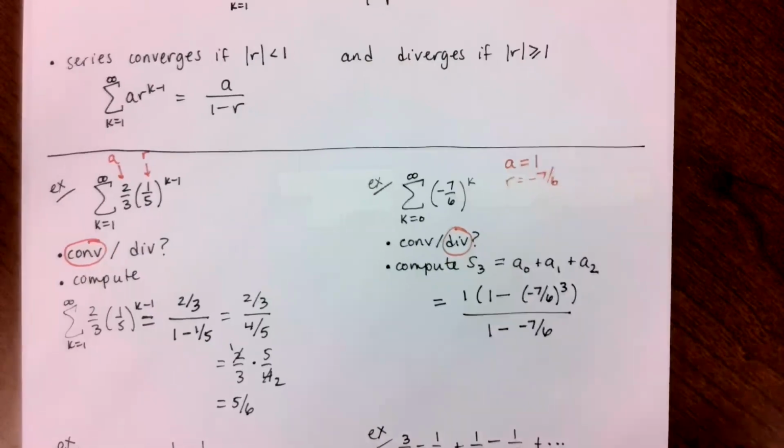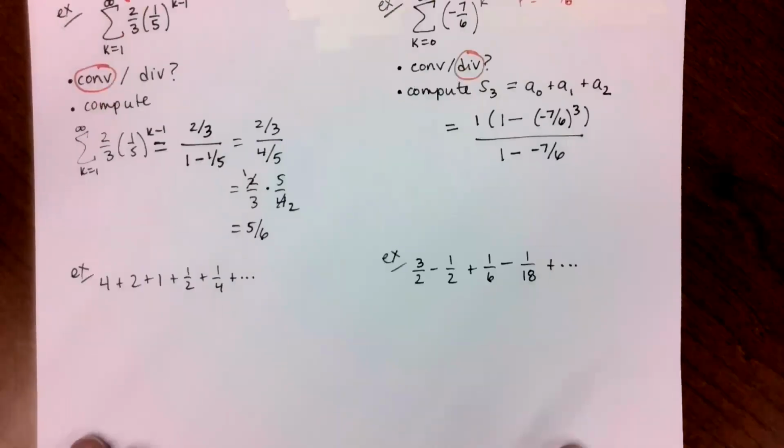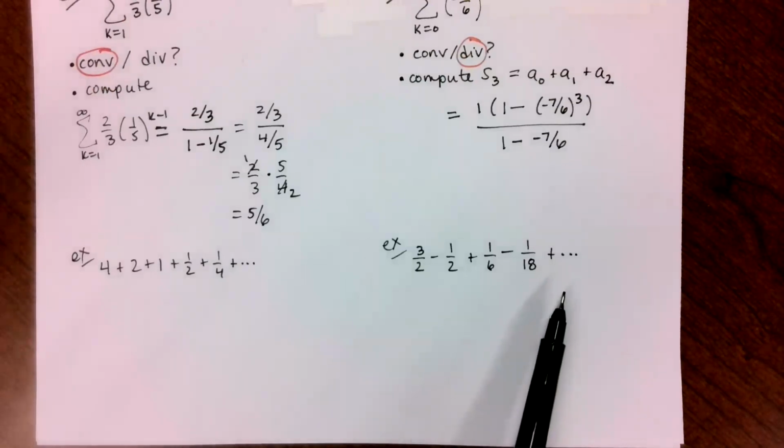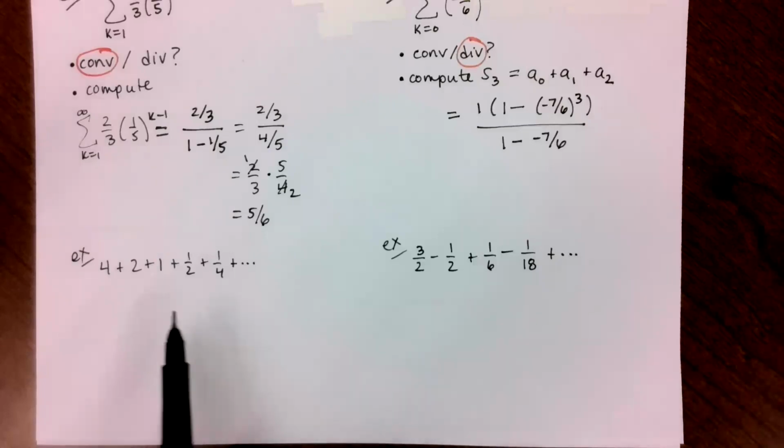I want to end this video with two kind of annoying examples. Sometimes a geometric series is given just as the simplified terms of the series. And you could still be asked the same questions: is this convergent or divergent, compute the full sum or the partial sum. For all those questions, you need to know what the A and the R value are, and it's not immediately apparent when they're given this way.